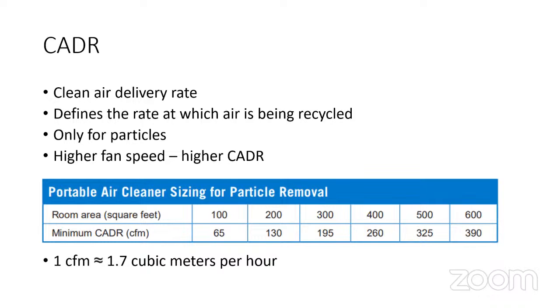I've just given a table which is specified in the EPA document, which is the Environmental Protection Agency of the US. In that, they have mentioned the room area and minimum CADR and CFM, cubic feet per minute. Approximately 1 CFM would be 1.7 cubic meters per hour, to convert it into metric. A room area of 100 square feet would require a minimum CFM of 65.